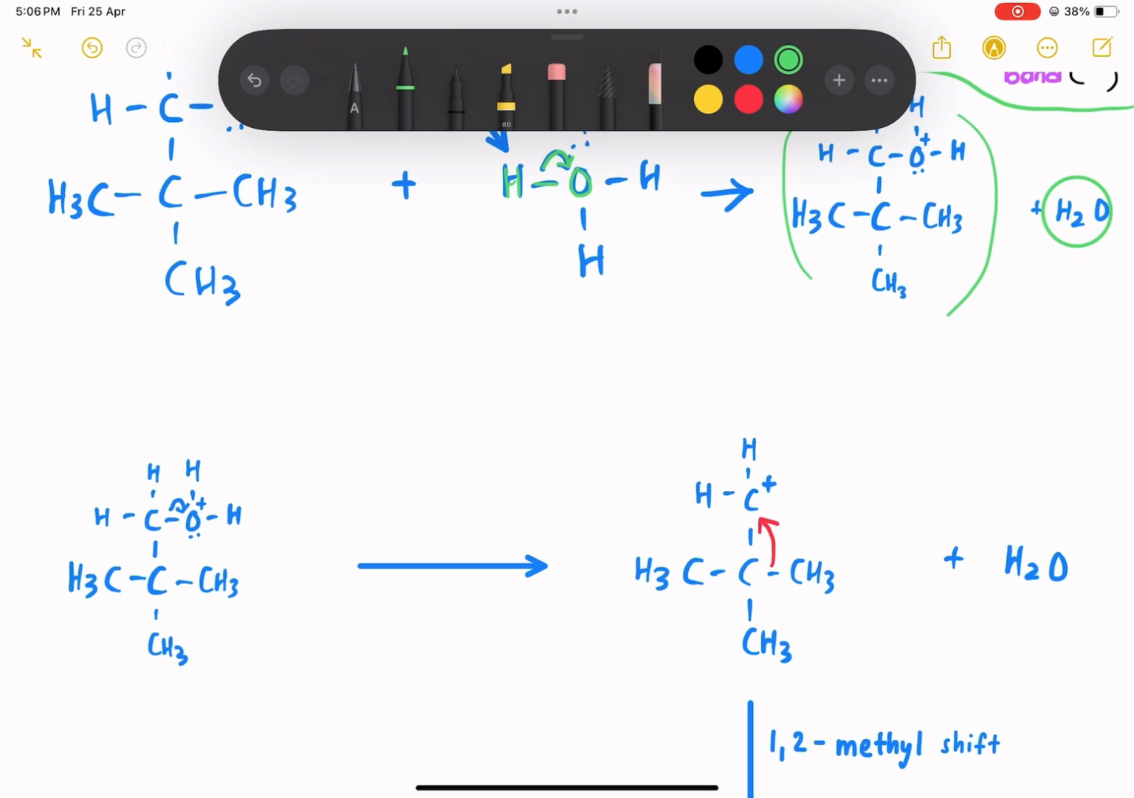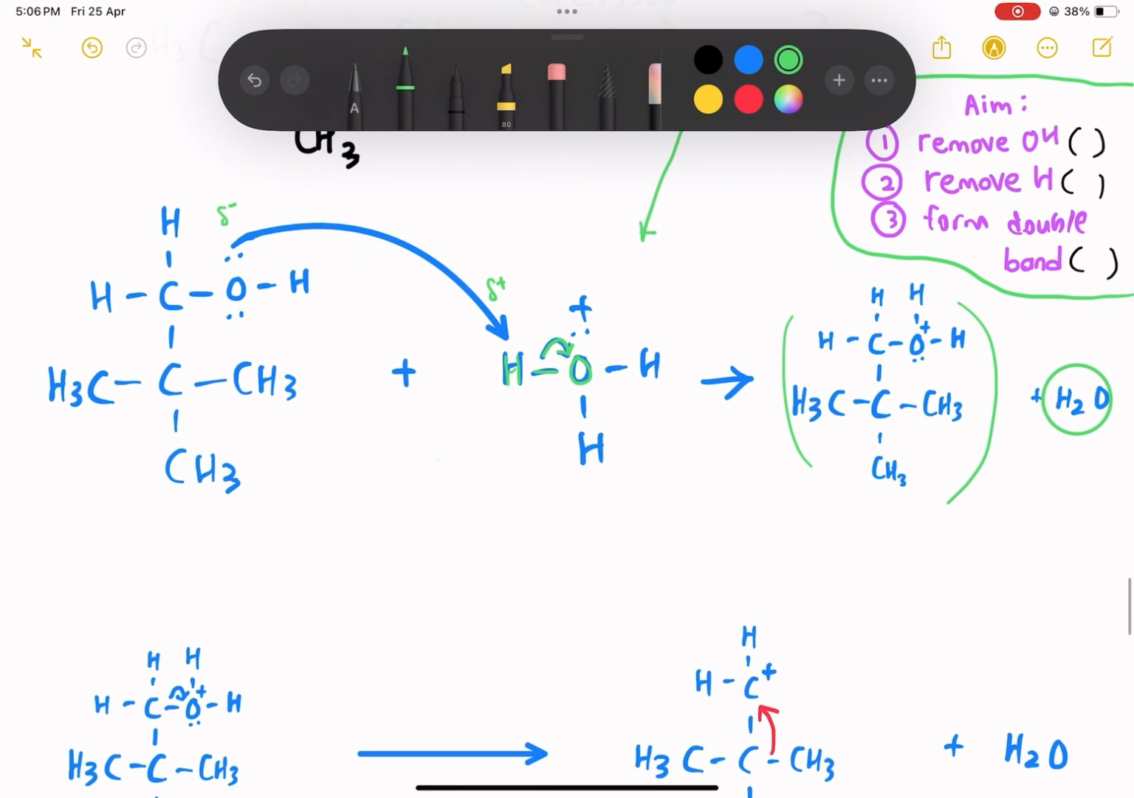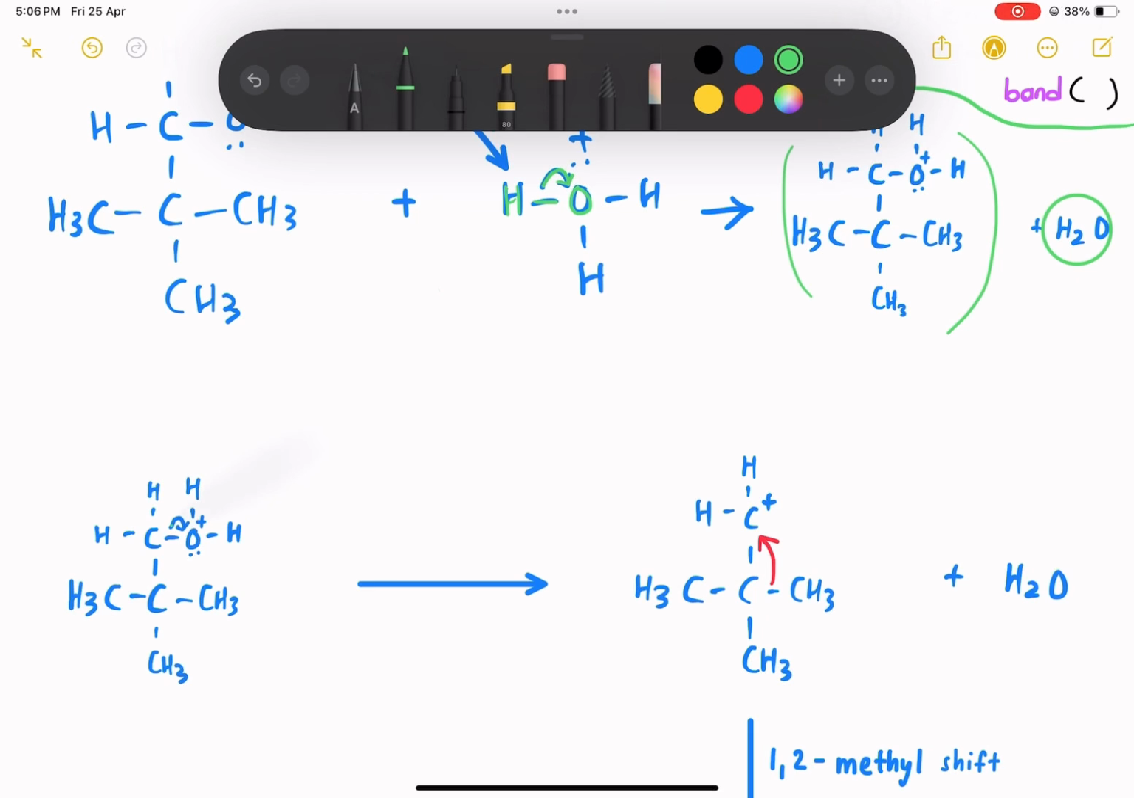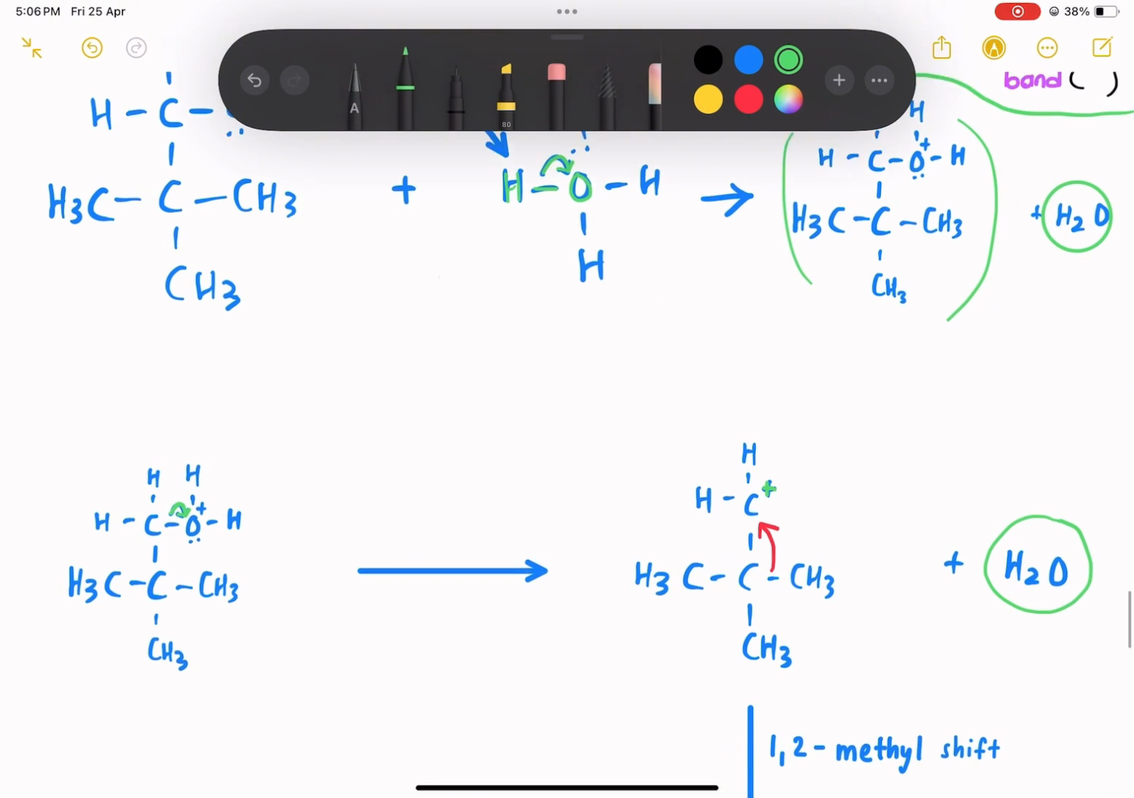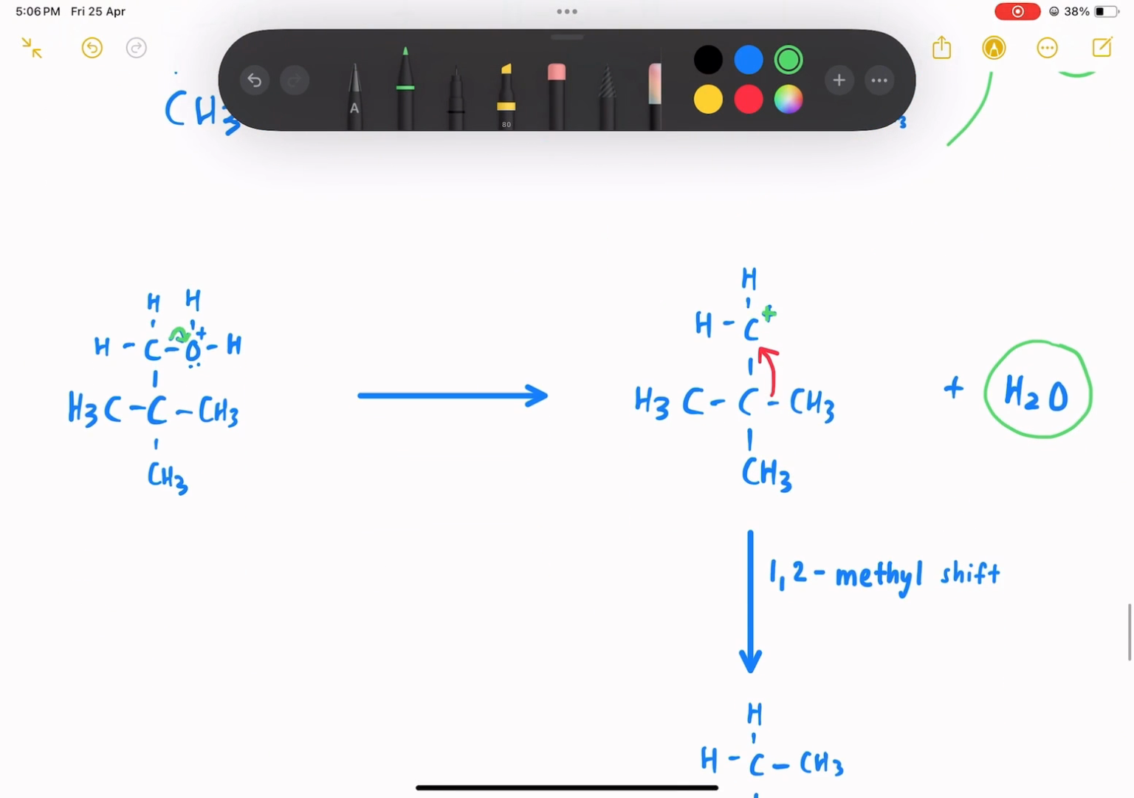Next, we need to remove OH, right? So the second step will be this one. The bond between C and O will break, and the electrons will go over to this O in order to form H2O again, and the result will form a carbocation over here. And remember, when you have a carbocation, consider rearrangement if possible. In this case, rearrangement is needed because this is only primary, but this one is tertiary.